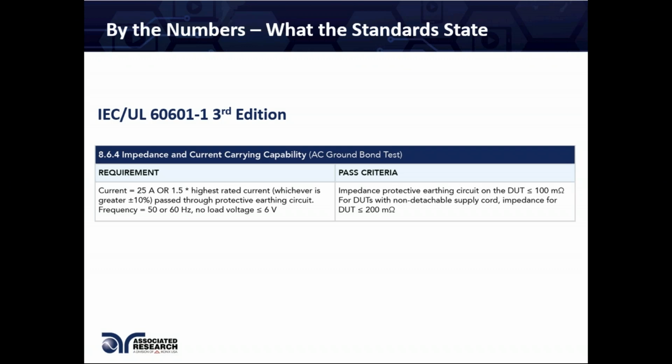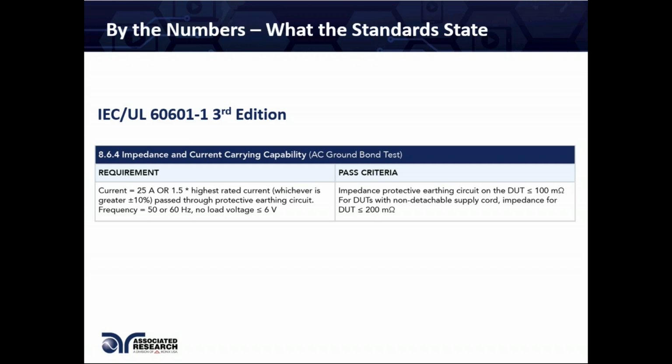It's the same name for a ground bond test. And this particular requirement is for a ground bond test during the design phase of the product. If you look at the requirements, current is 25 amps or 1.5 times the highest rated current, whichever is greater. So that gives you a number to work with for the amperage.